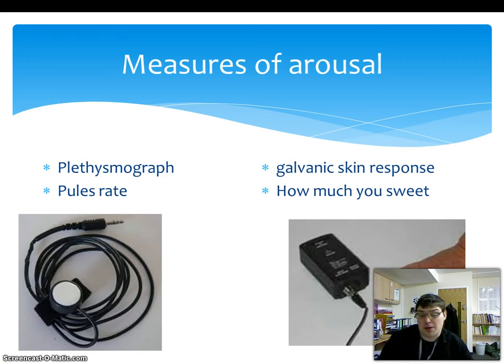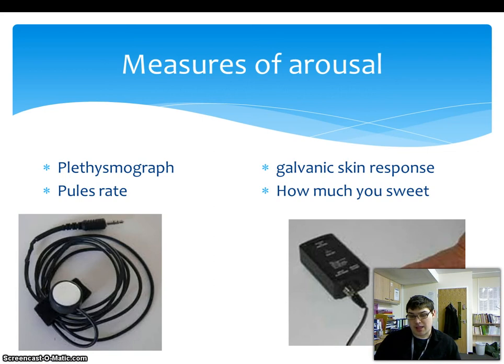So the plethysmograph measures pulse rate, and it measures basically how much your ventricular veins expand and contract, and from that it can work out what your pulse rate is. Quite a precise measure, doesn't suffer that much interference, but you have to make sure your participants are kept still. But these are all ways of measuring arousal.